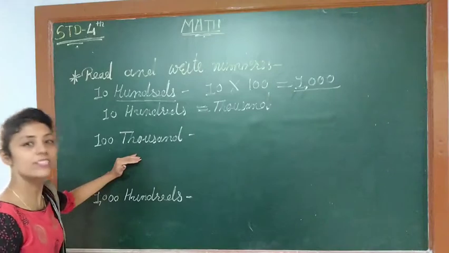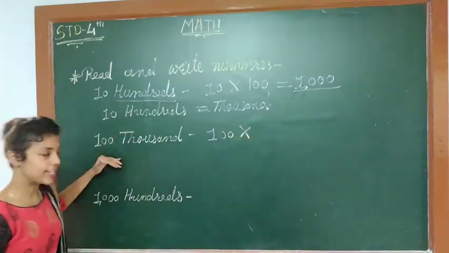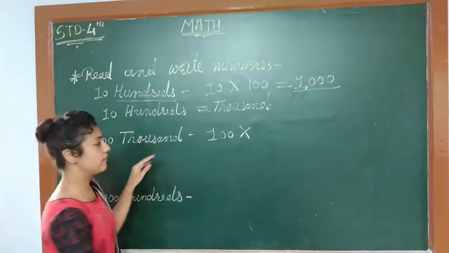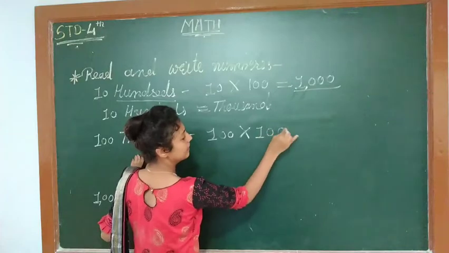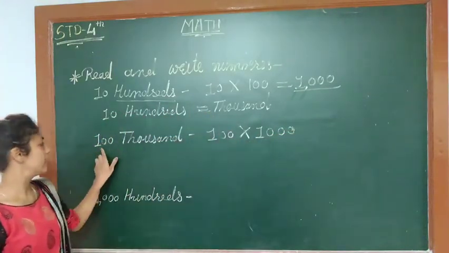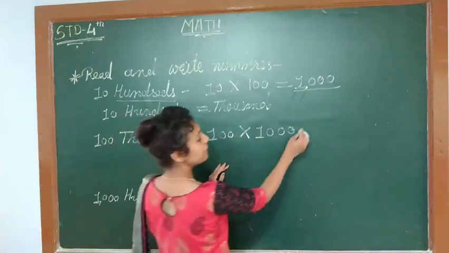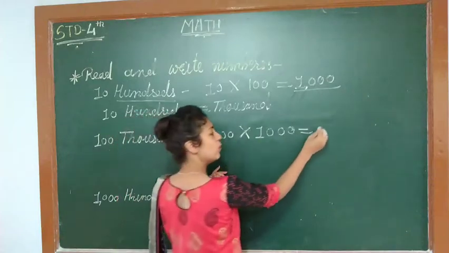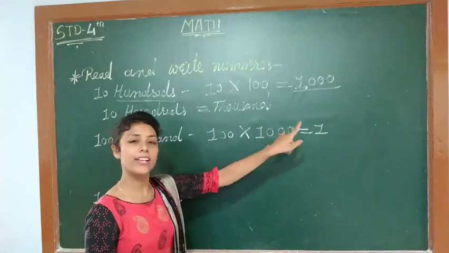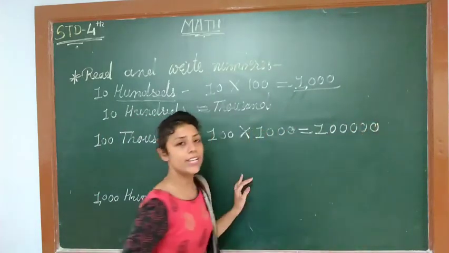Same, 100 thousands, 100,000. So let's write first 100. 100 as it is, multiply by 1000. So we'll write 1000 in figure. 1000 has 3 zeros. 100,000. So same, let's multiply here. First one ones are 1 and then we'll add the zeros. 1, 2, 3, 4 and 5.